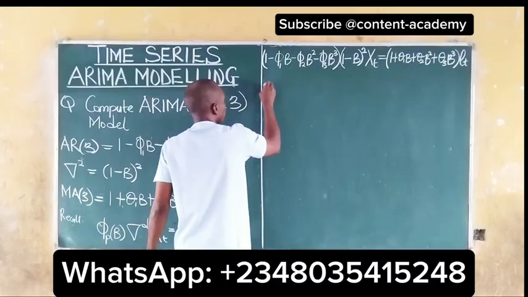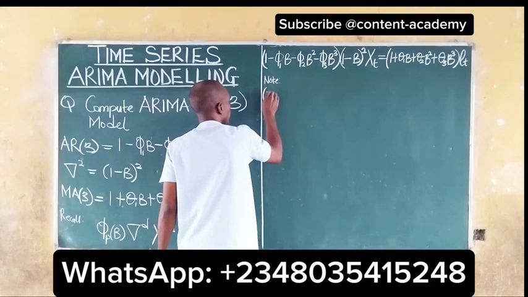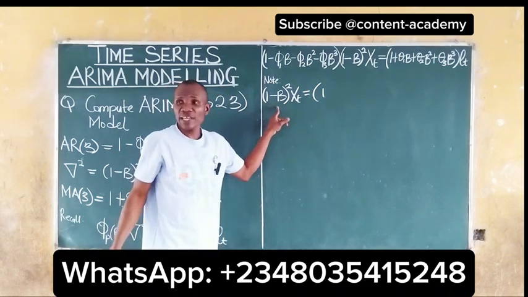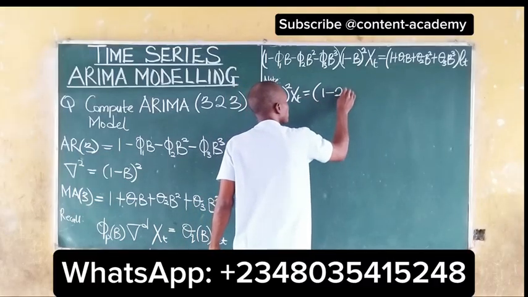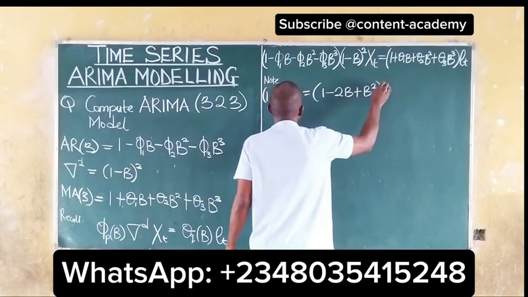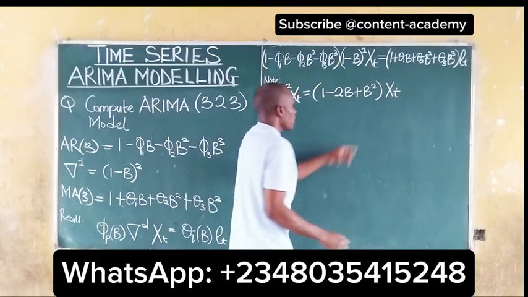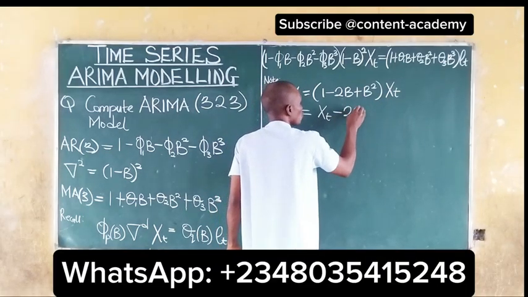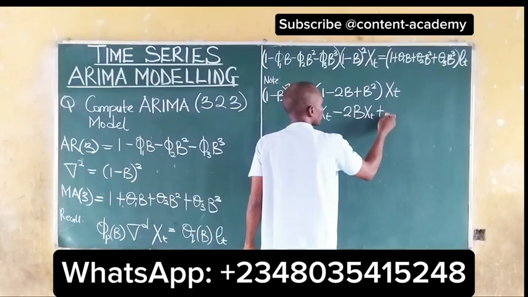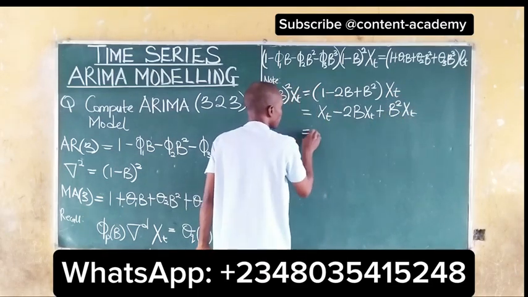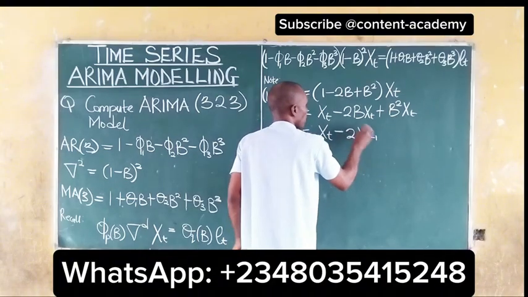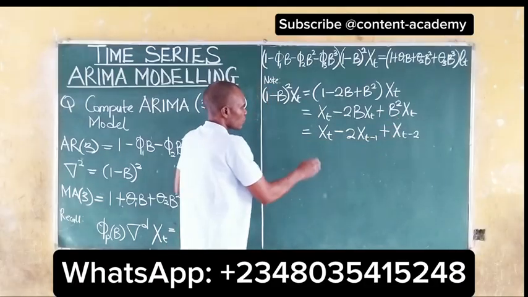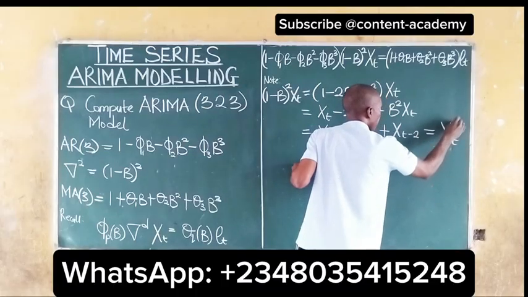Now, we should note that 1 minus B squared times X_t is equal to, if we open this from the quadratic equation, 1 minus 2B plus B squared, then X_t. If we multiply this X_t by this, we get X_t minus 2B X_t plus B squared X_t, which is the same thing as X_t minus 2 X_{t-1} because of the backward shift, plus X_{t-2} because of the backward shift before it. Now, the whole of this, we can take to be X_t double prime.